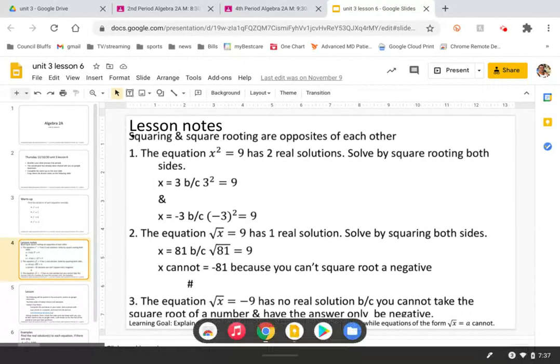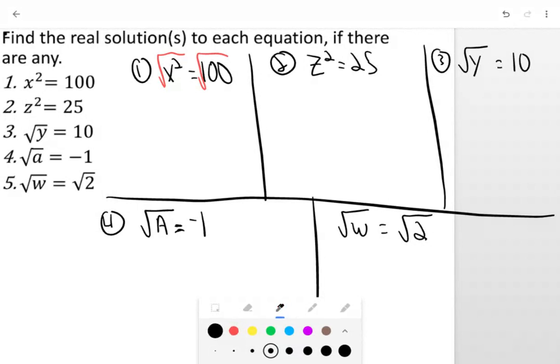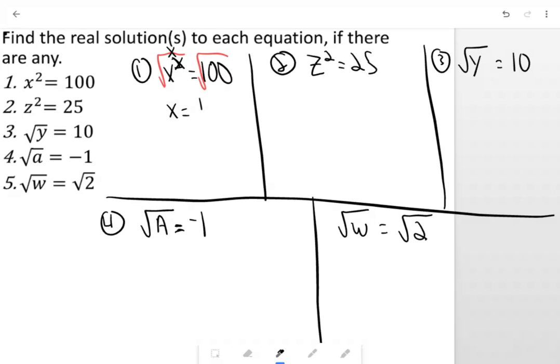So with that in mind, let's look at the examples here. So I have 5 equations here, similar to what you saw in the lesson notes. So find the real solution or real solutions to each equation if there are any. Okay, so for number 1, I have x squared equals 100. So that one is going to have 2 solutions because I will solve it by taking the square root of both sides. Okay, so those cancel, and I will get x equals +10 or -10. So this one has 2 solutions.